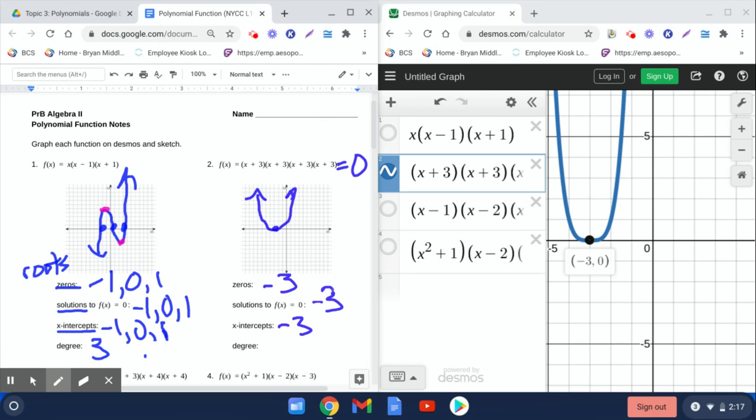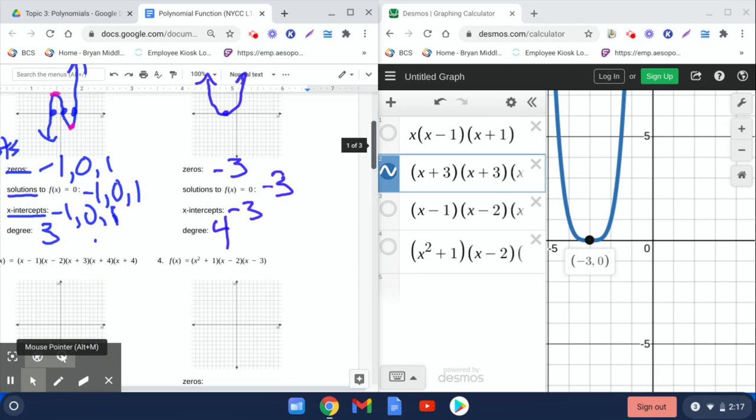This one, if you were to FOIL this whole thing out, which would not seem like very much fun, is a degree 4. All right, let's check out the next couple of problems here.